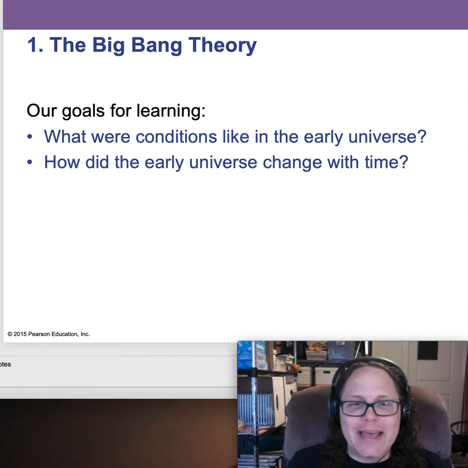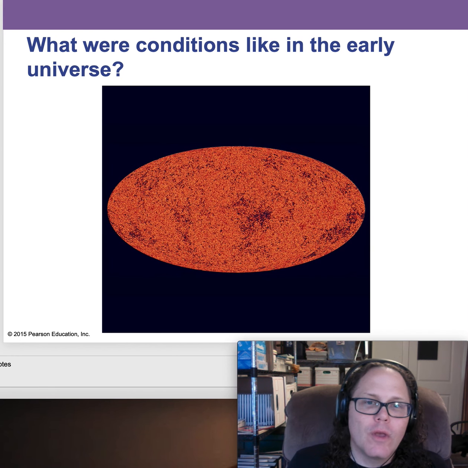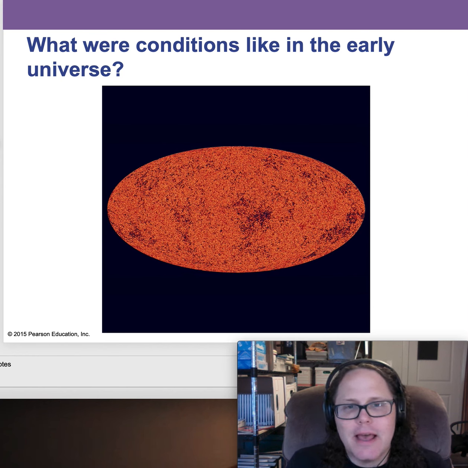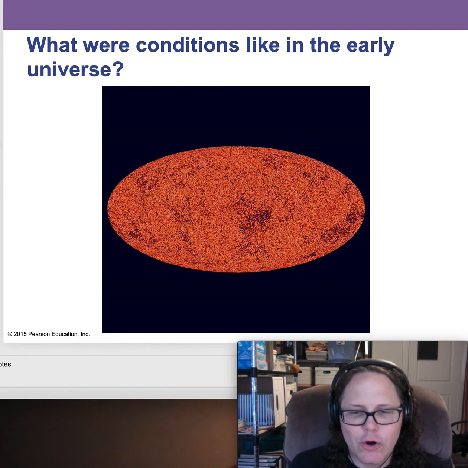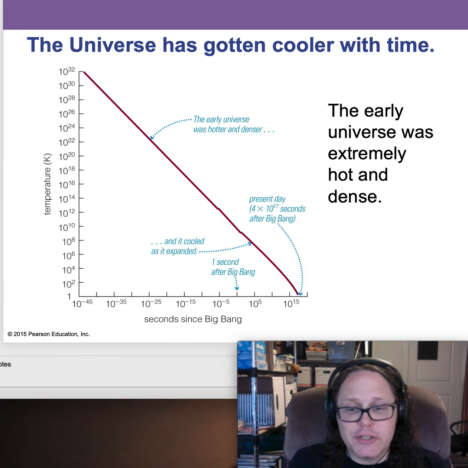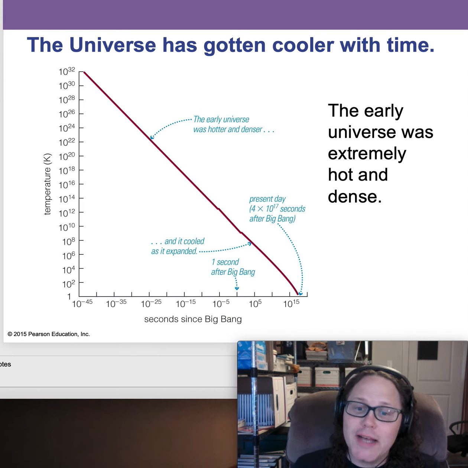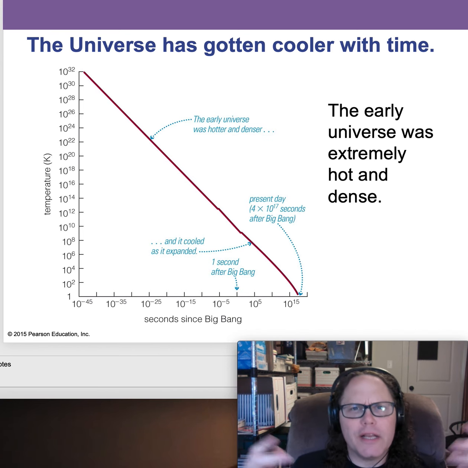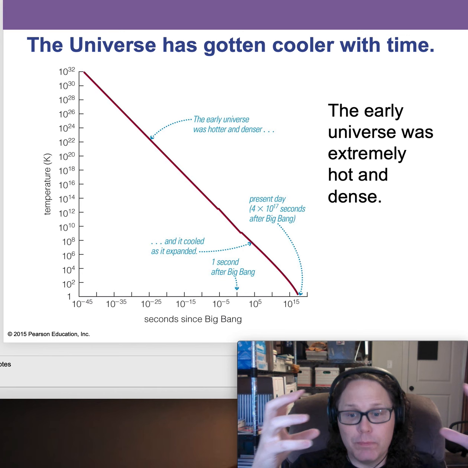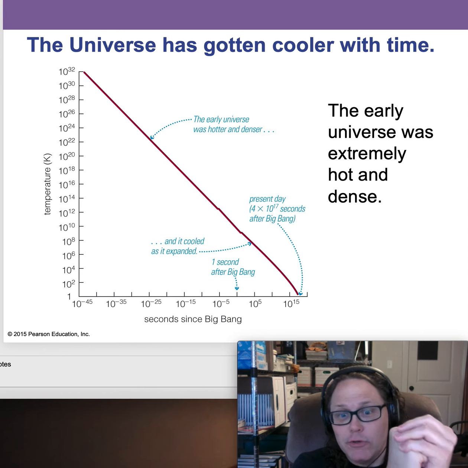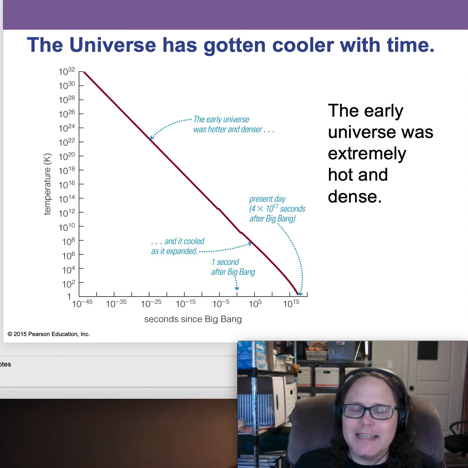How it all began. The Big Bang. So let's talk then about what the conditions were like in the very early universe. Telescope observation has told us for 100 years now that the universe is expanding, which suggests that at some time in the past it was much smaller, or at least everything we can see with our telescopes was much closer together. It was more dense in the past.